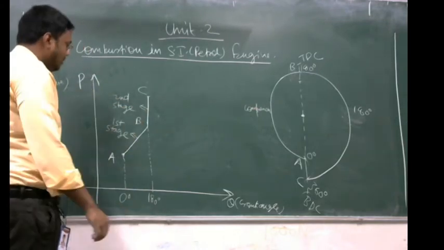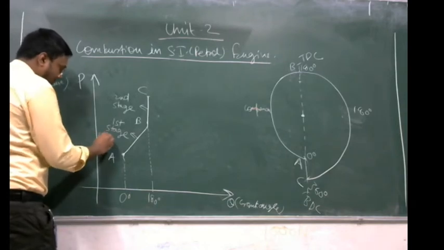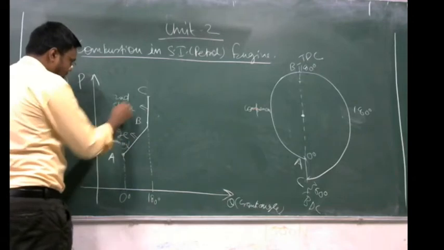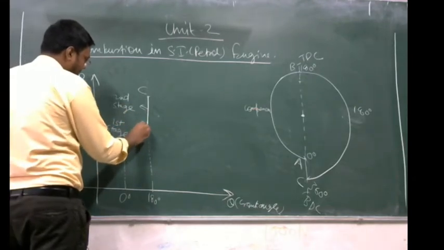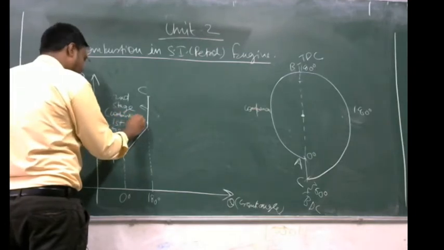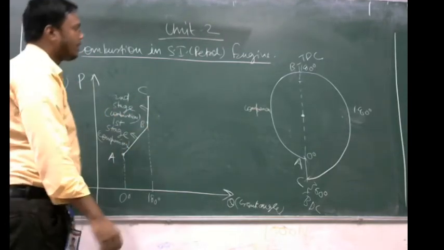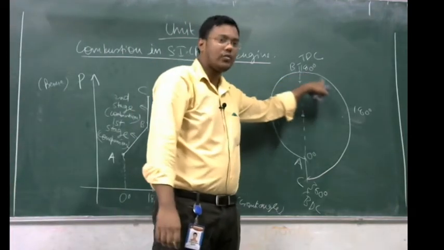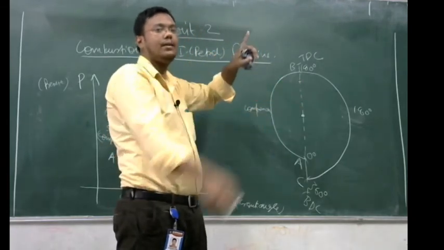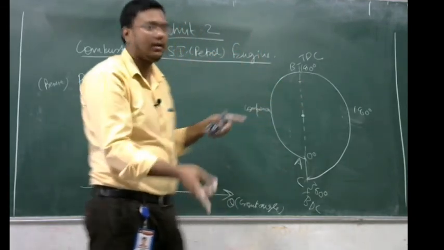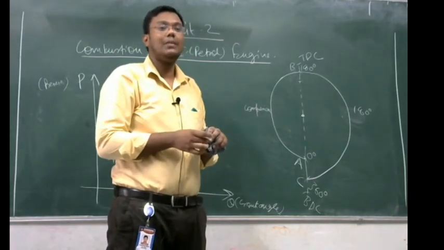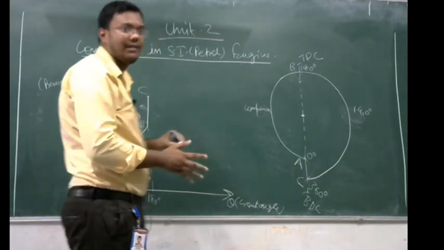Second stage of combustion. First stage of compression. This is the second stage of combustion. After combustion, expansion will take place. For the expansion, the piston will move from TDC to BDC, and again the crank will rotate by 180 degrees. During expansion, pressure will not increase but will decrease.